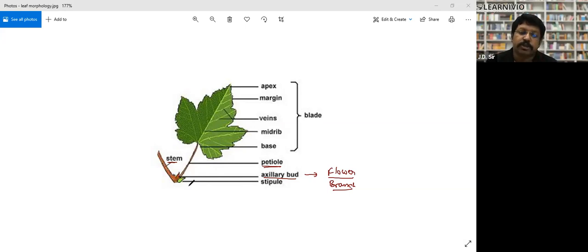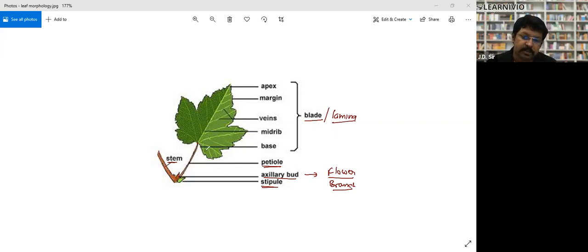When this leaf was small, there was a protective covering called stipule. So stipule is a small protective covering which is found below the petiole. This is the point where the petiole connects to the leaf lamina, the leaf blade. This complete green part is called the leaf blade, or leaf lamina. Don't get confused, lamina and blade are the same.